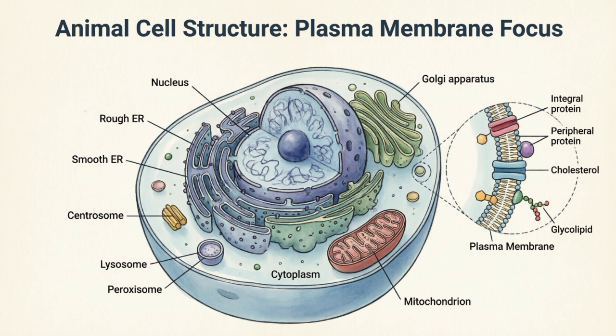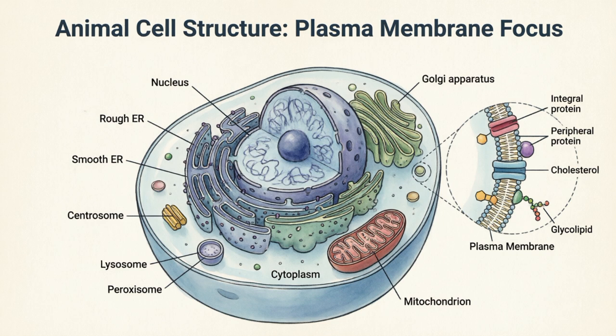Next, right next to the nucleus, we see a maze-like structure labeled rough ER and smooth endoplasmic reticulum. You can see they are both colored in a light blue shade. The rough endoplasmic reticulum is covered in little dots. Those are ribosomes, which give it a rough texture. The smooth endoplasmic reticulum looks similar but lacks those dots and is more tubular. It is responsible for making lipids and detoxifying the cell.